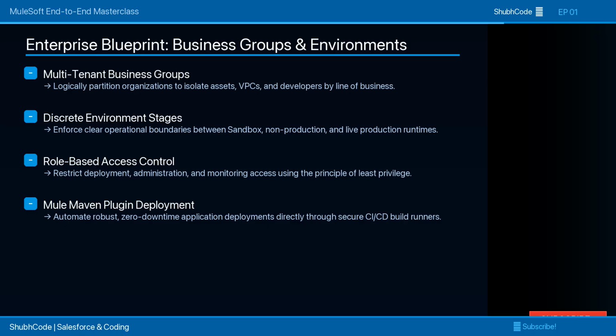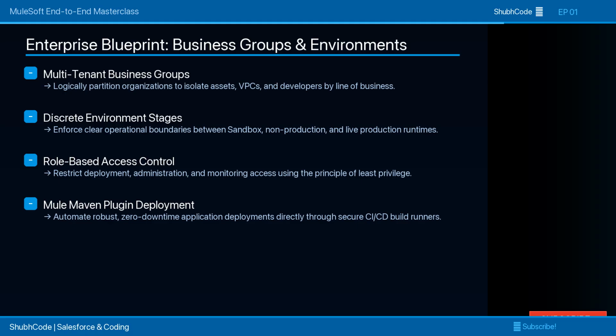To conclude this architectural overview, we must look at how to scale our administrative organization using business groups and access management. Business groups provide complete logical multi-tenancy within a single Anypoint platform organization, allowing enterprise architects to isolate resources, users, client applications, and VPC allocations across different business units, such as finance, HR, or supply chain. Within each business group, you define discrete environments, such as design, sandbox, UAT, and production, each configured with specific role-based access control policies to comply with separation of duties mandates.